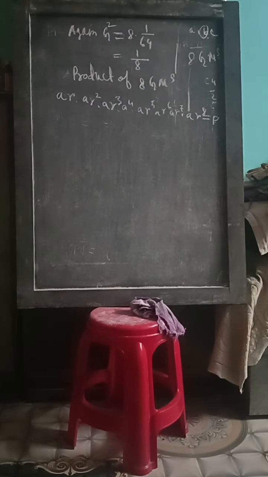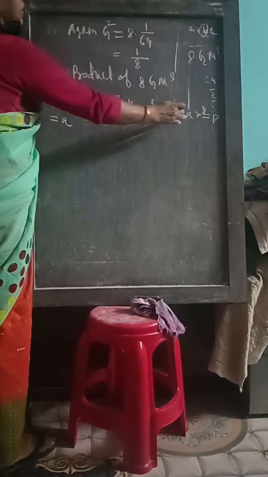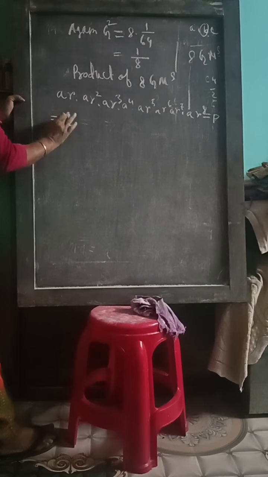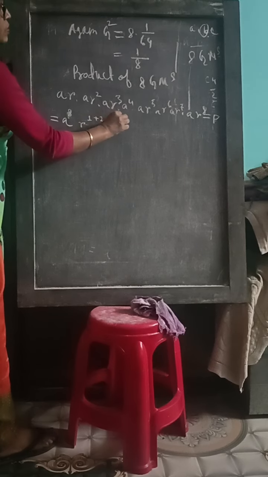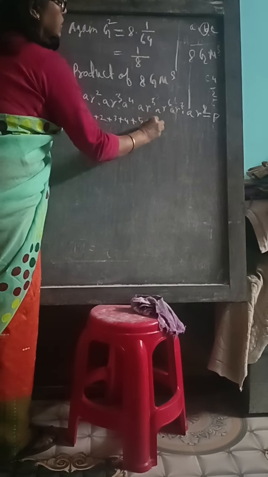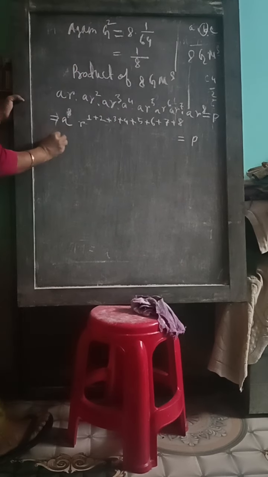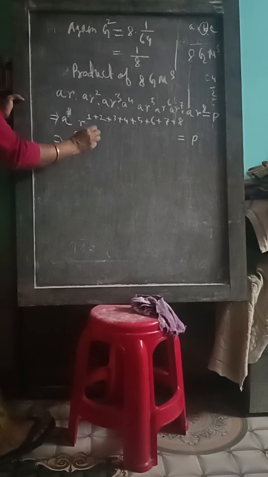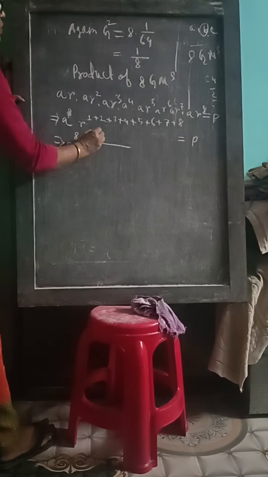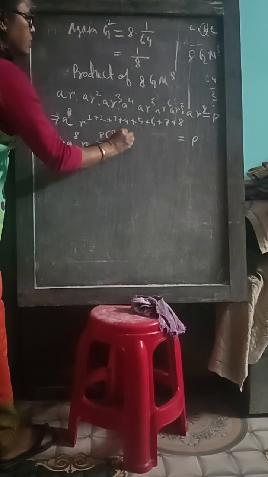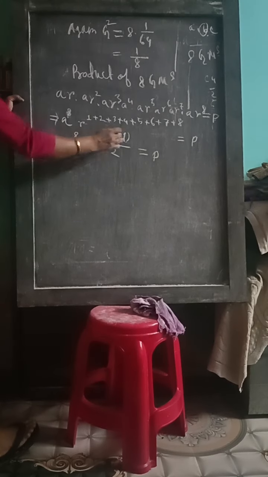Is equal to A, 1 plus 1 plus 1. How many times? 8 times. So 1, don't write. Directly write 8. And what? R to the power 1 plus 2 plus 3 plus 4 plus 5 plus 6 plus 7 plus 8 is equal to P. So 8 to the power 8 is equal to R to the power how many? Up to 8. So their sum is equal to 8 into 8 plus 1 by 2 equal to P. So 2 4 is 8, 4 9 is 36.